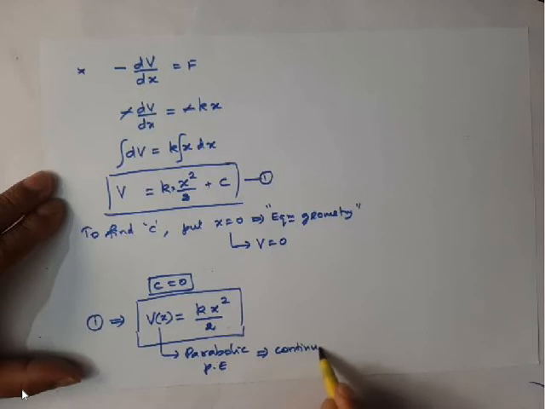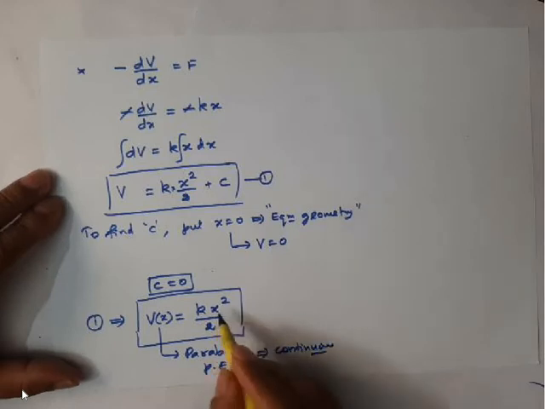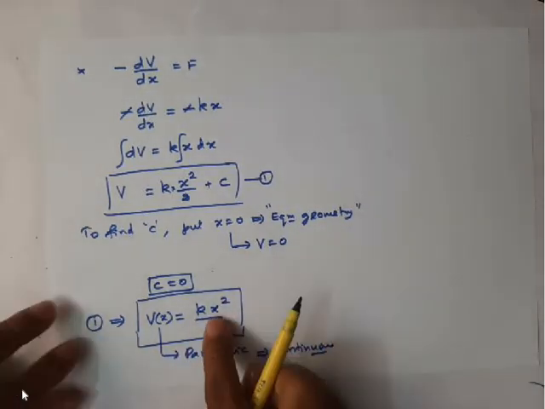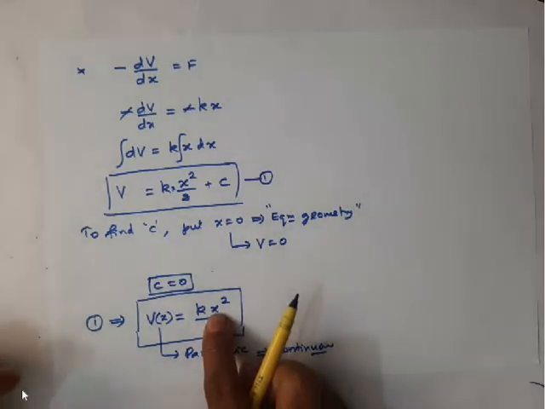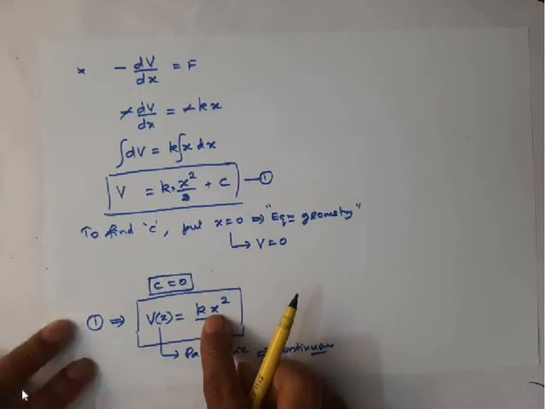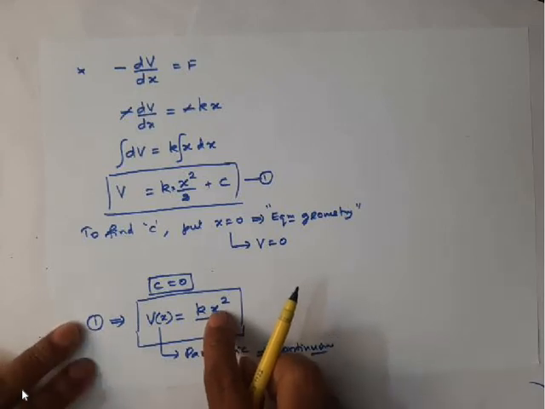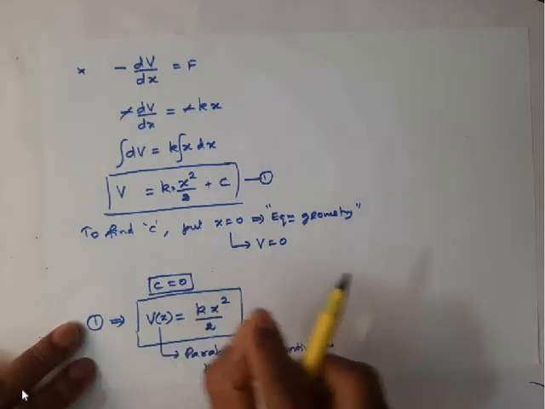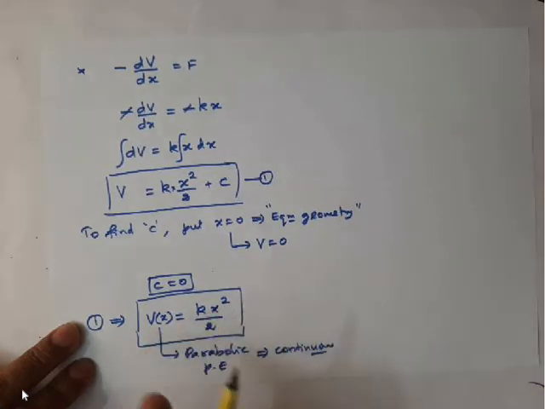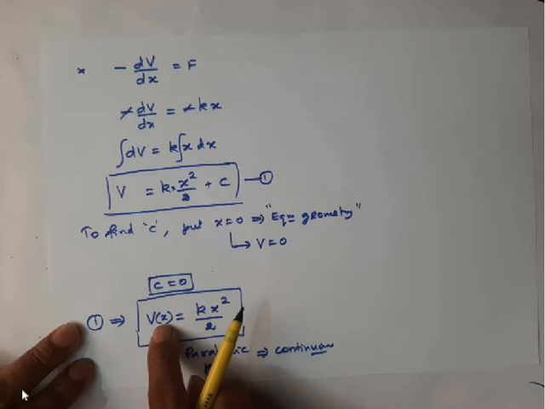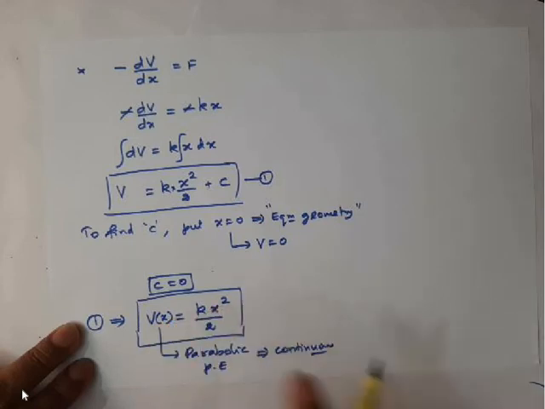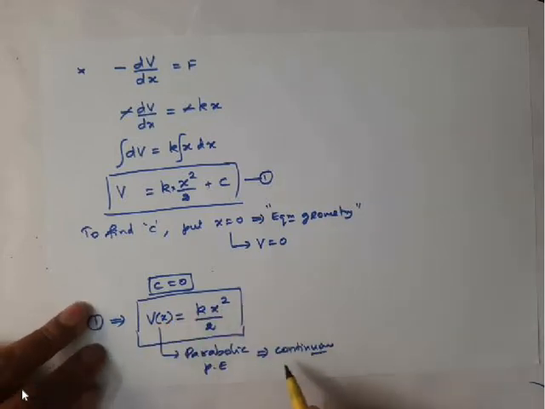Continuous means, because we know very well, Hooke's law is valid for all displacements. As x increases on the positive side means elongation, and the negative side means compression. Whether it is elongation or compression, potential energy is always positive. So here potential energy is continuous. Not only that, potential energy is always positive here.